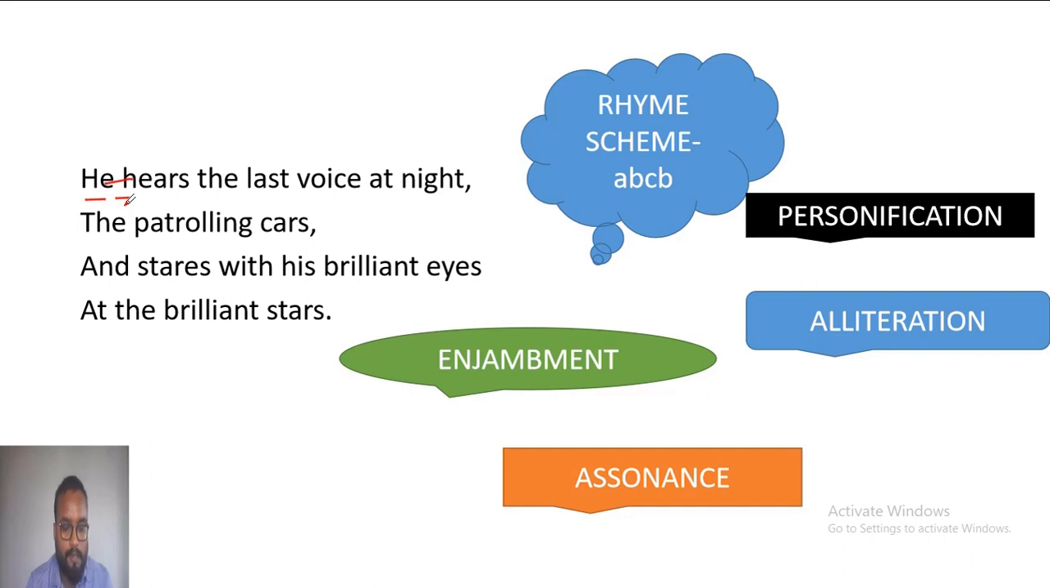Now again in the second last line you can see there is no punctuation mark. The second last line shifts to the next line without any punctuation mark, and therefore this is enjambment. This is all about the literary devices used in this poem.